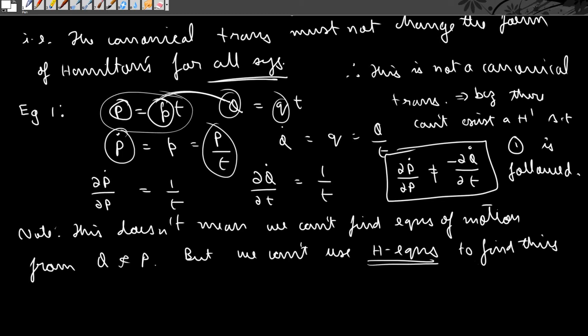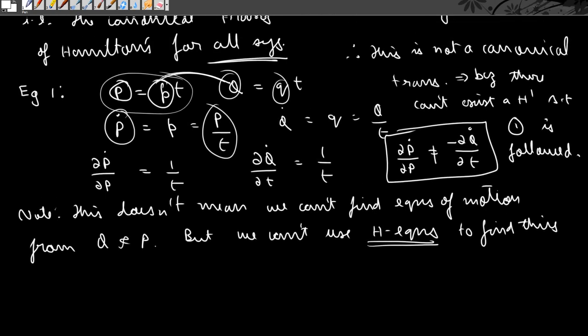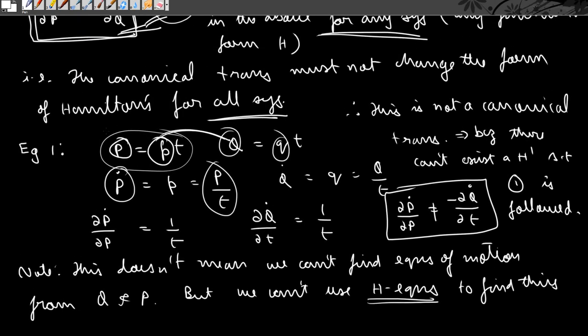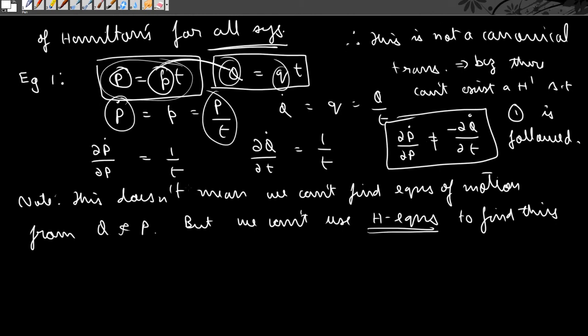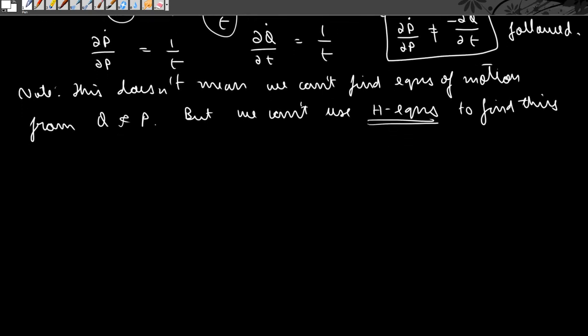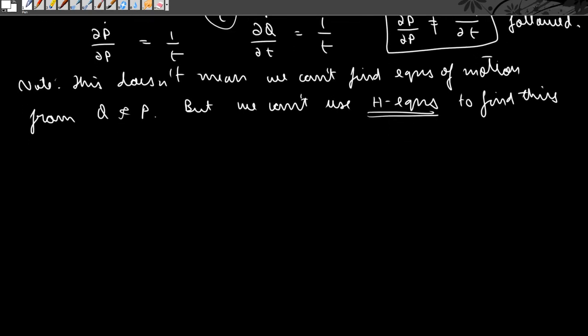Now before we proceed, what does this physically mean? Physically, why doesn't this kind of transformation allow us to find a new Hamiltonian H'? The reason for this is hidden in the following important property about the generalized coordinates and momenta. So note, this is very important.